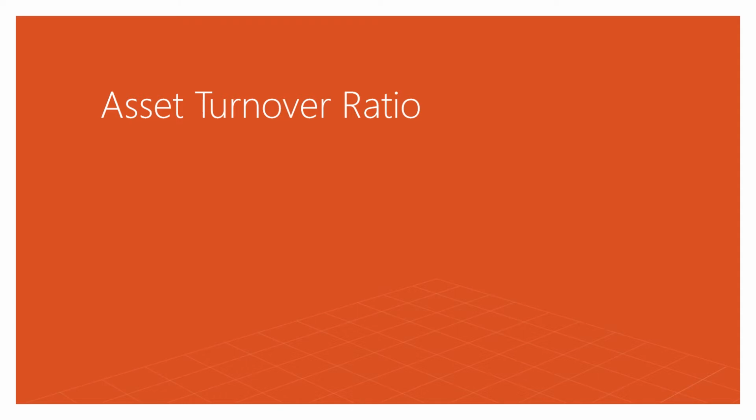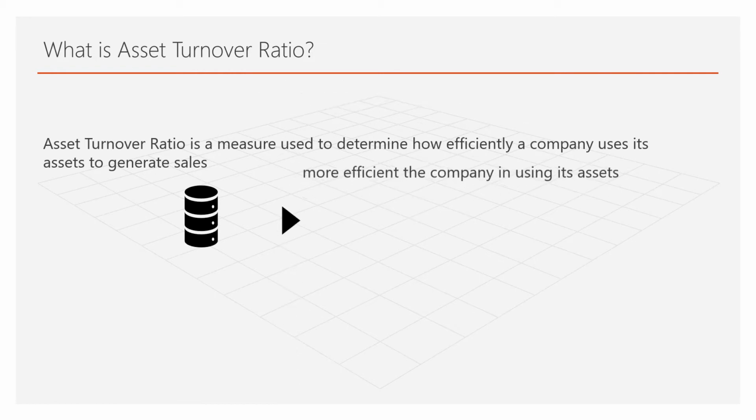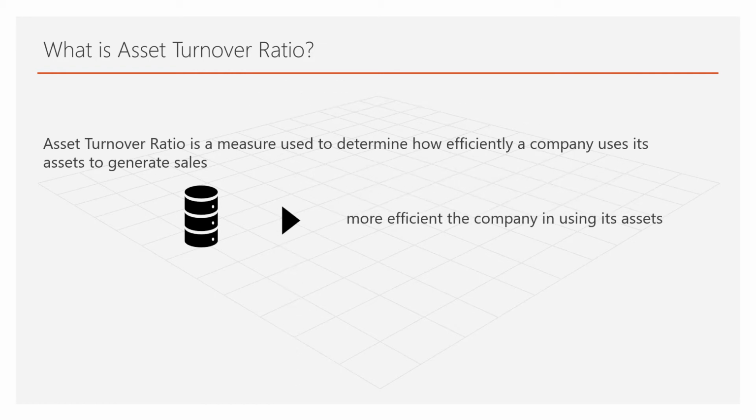Asset turnover ratio. Asset turnover ratio is the measure used to determine how efficiently a company uses its assets to generate sales. If the asset turnover ratio is large, that means the company is more efficiently using its assets to generate sales.